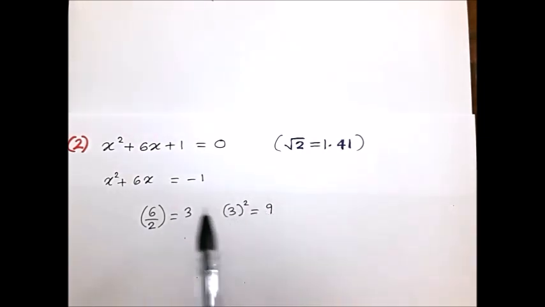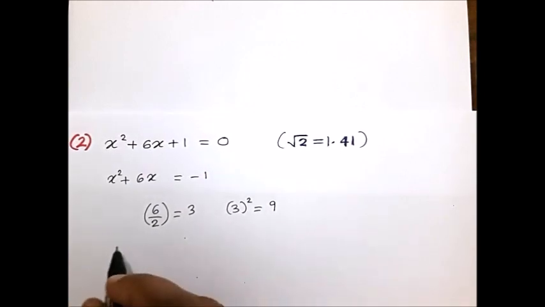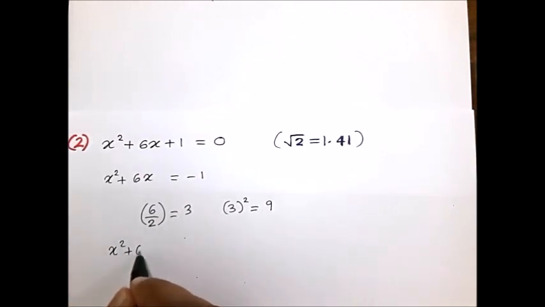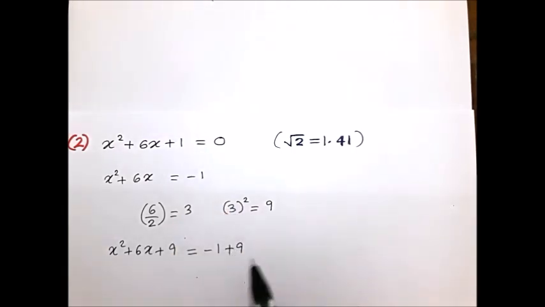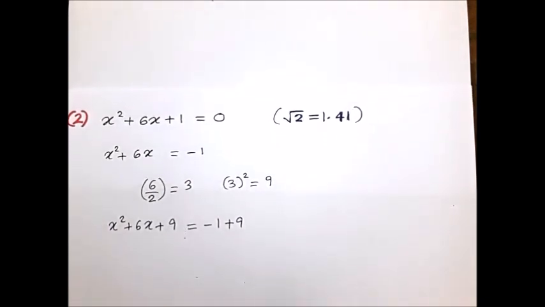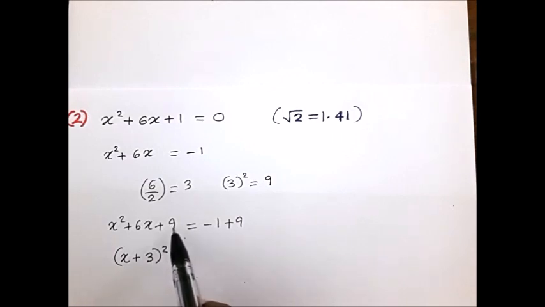Now you have to add 9 to both sides of this equation. X to the power 2 plus 6x plus 9. Then the right hand side, minus 1 plus 9. Add 9 to both sides of this equation. Now you have to write the left hand side as a perfect square. First term is x. Then here 6. Divide the coefficient of x by 2, it is 3, so write 3 here. When you square 3, it is 9. Right hand side, minus 1 and plus 9, it is plus 8.